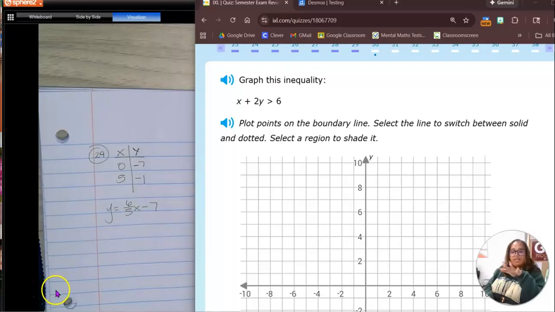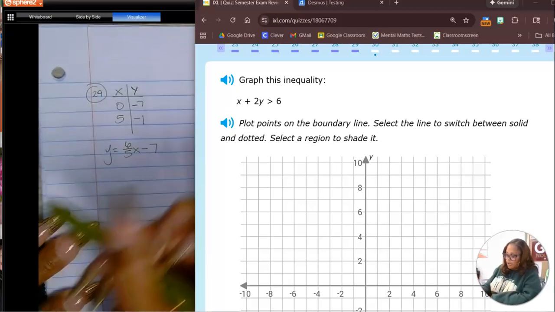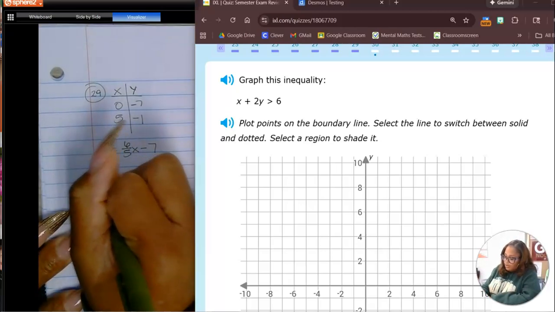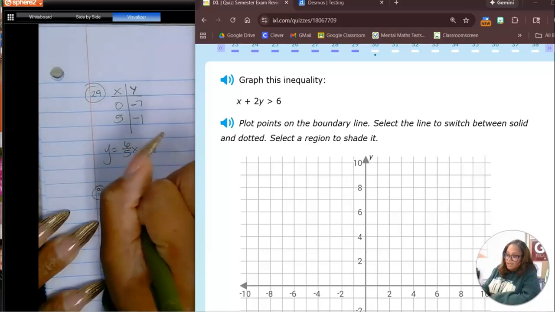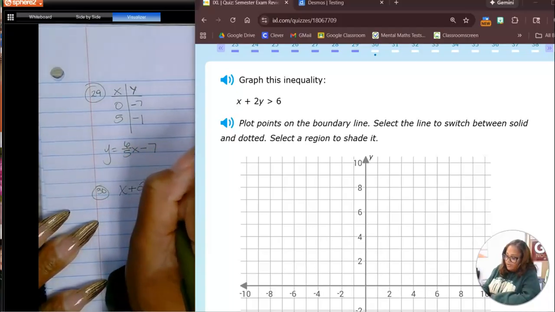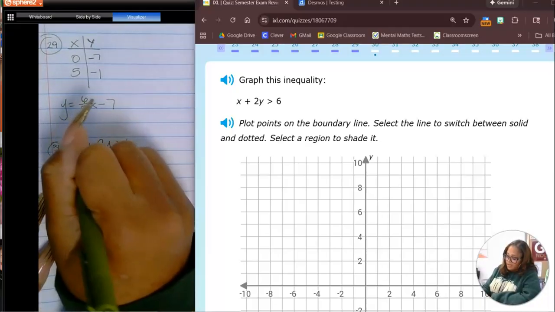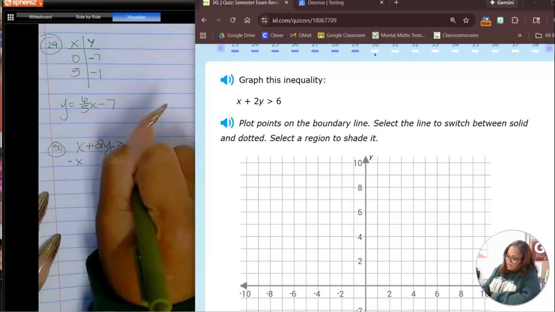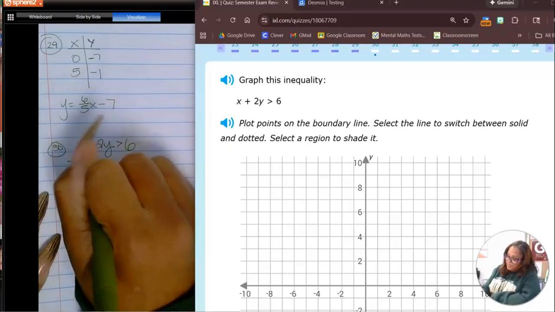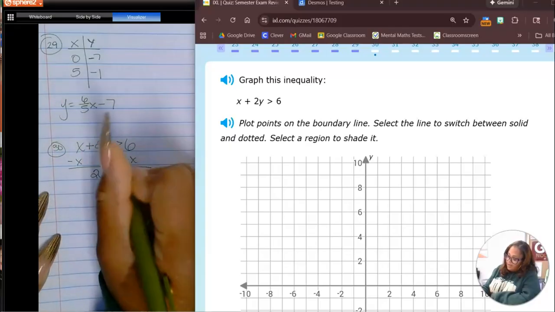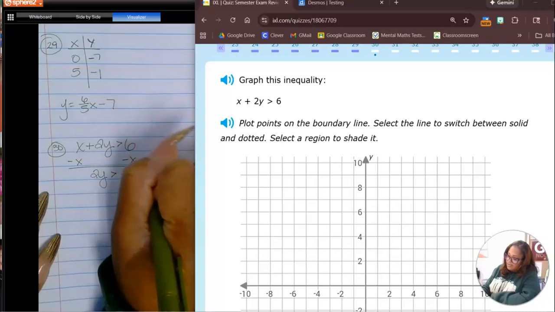Okay, another one, same exact deal. X plus 2y is greater than 6, so not the exact same deal, but similar deals. 30. X plus 2y is greater than 6. I must get rid of x from both sides, minus x, minus x. 2y is greater than -x plus 6.